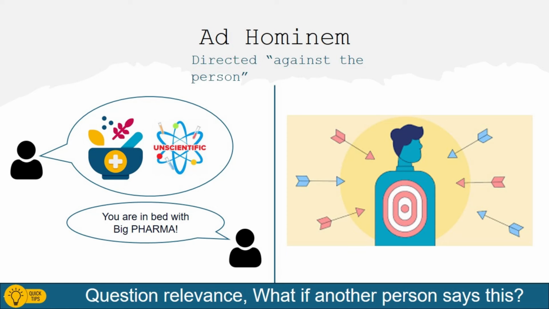Next comes ad hominem. So when a person claims that, let's say, alternate medicine is unscientific, if your response is, oh, you are in bed with Big Pharma, consider this argument, think again. This is not attacking the argument. This is attacking the person who raised the argument. Again, how do you counter this?